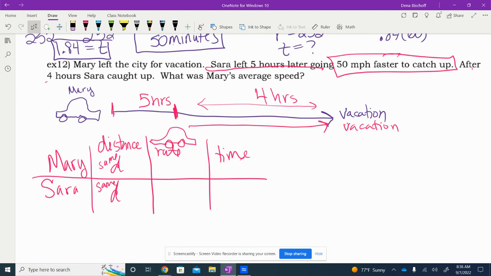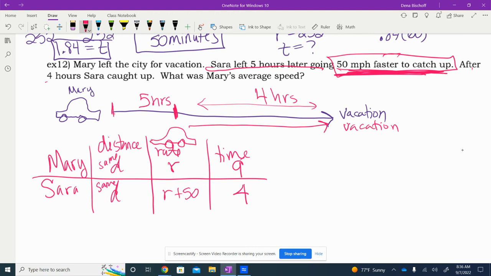What do we know about the time? How long did Mary drive? Mary is the purple line. How long did Mary drive? Mary drove for 9 hours. How long did Sarah drive? For 4 hours. So there's our time. We know that Sarah was going 50 miles per hour faster than Mary. So if Mary's speed is r, then Sarah's speed is what? r plus 50. Good job.